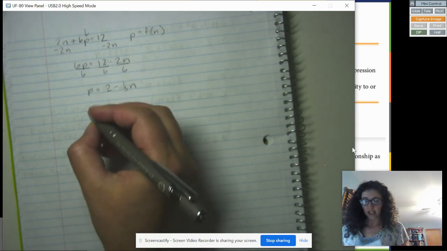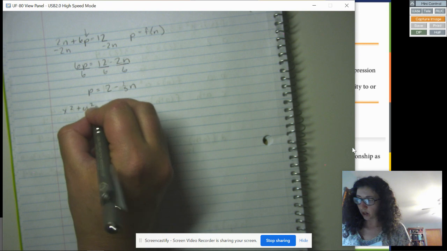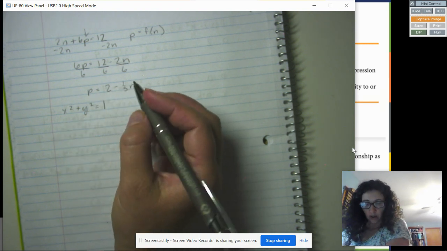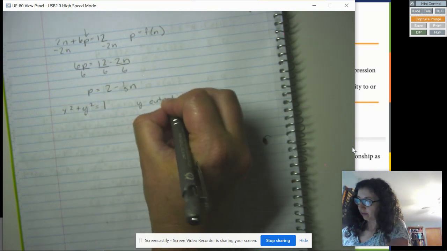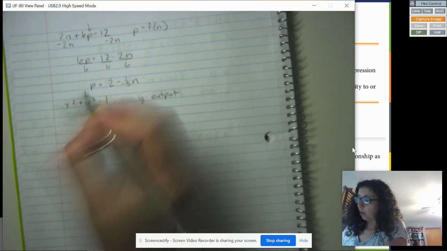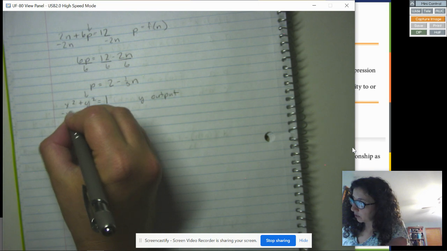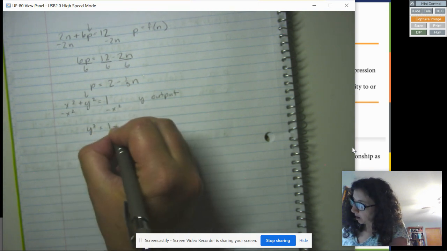All right, well, let's see. We have x squared plus y squared equals 1, and they want us to have y be the output variable. That means we want to isolate y. We want everything else on the other side. So let's subtract x squared from both sides. We get y squared equals 1 minus x squared.